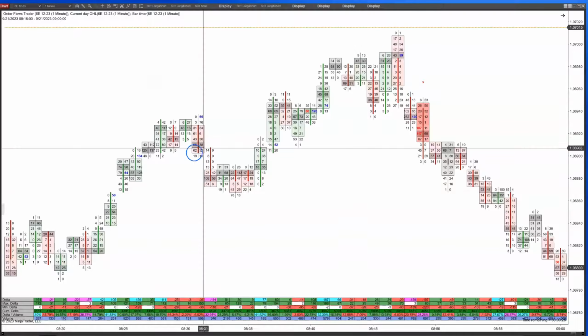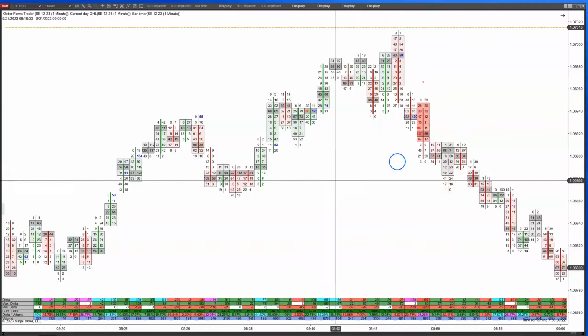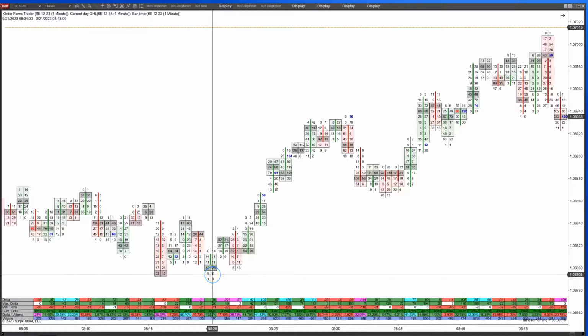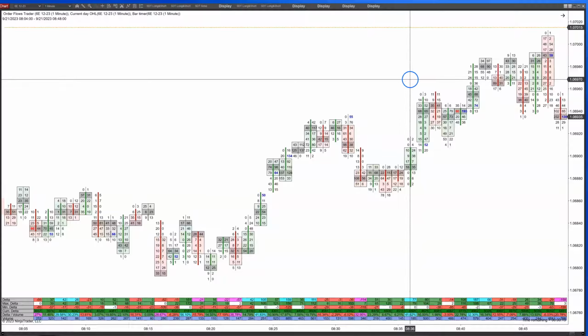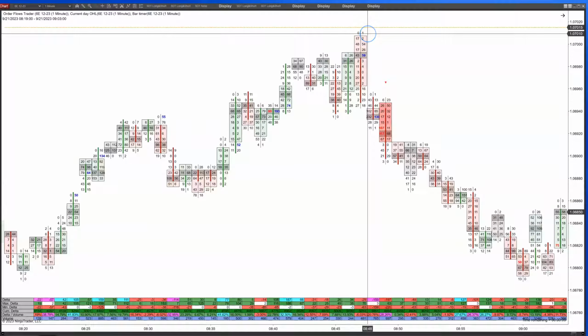Well, after a move up, if the last buyer has bought, what do you expect the market to do? You expect it to reverse, right? Just as, if a market is selling off and the last seller has sold, what do you expect the market to do? You expect it to rally, right? Because there's no more selling pressure on a move down, or there's no more buying pressure on a move up.